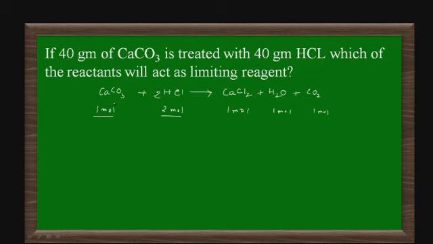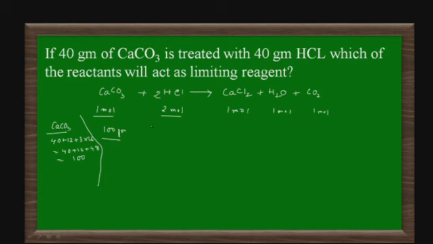Okay, now 1 mole of calcium carbonate, so you need to calculate the molar mass of calcium carbonate. How to calculate? For calcium 40, for carbon 12, there are 3 oxygen, 3 into 16, so 40 plus 12 plus 48. Okay, the answer will be 100. So the molar mass of calcium carbonate is 100 gram.